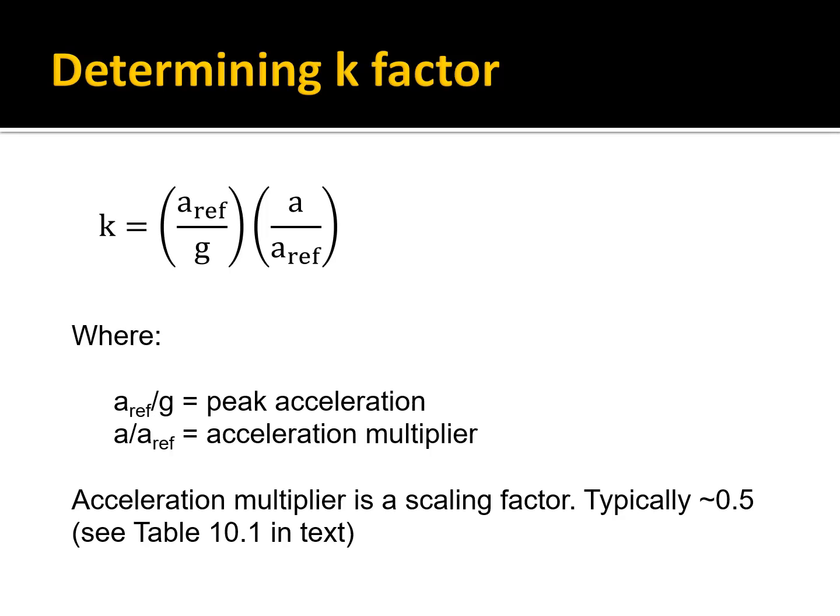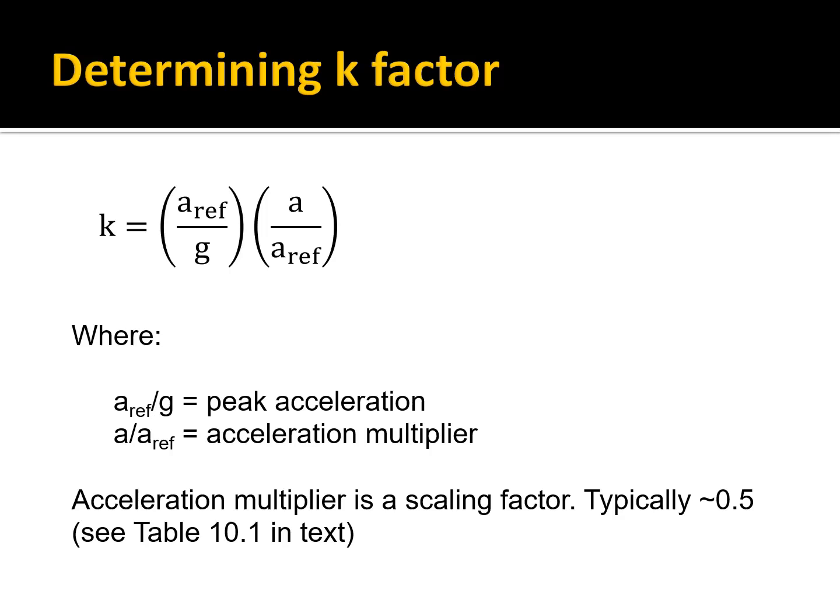Once you have that, to get the seismic coefficient k that we use in the pseudostatic analysis, you take the peak acceleration that you found in the previous steps, and then you apply an acceleration multiplier, which is a scaling factor. We typically use 0.5, and that's discussed more in Table 10.1.